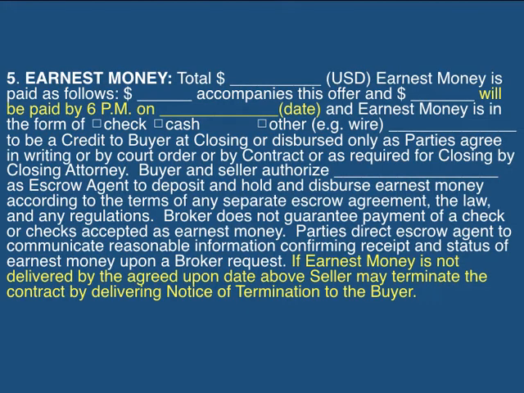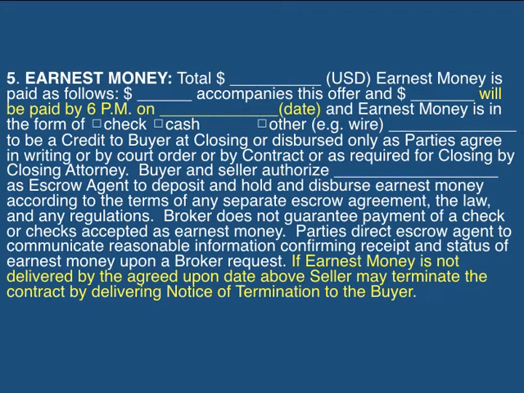Earnest money is dispersed only as parties agree in writing, or by court order, or by contract, or as required for closing by the closing attorney. This is the first time we're talking about the earnest money will be dispersed only in certain ways. You have to have buyer and seller agree, stand at closing, or court order.